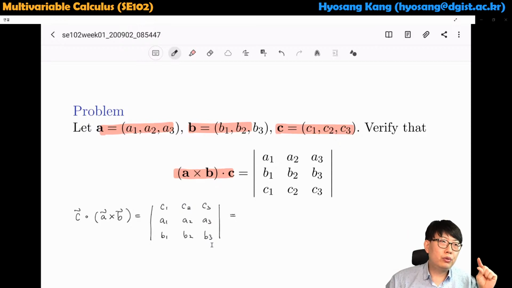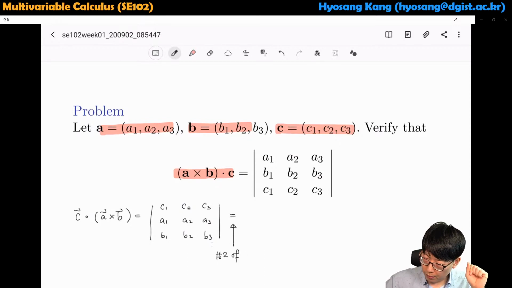Now, when you switch two rows, the sign of the determinant changes. That's property 2 of the determinant.